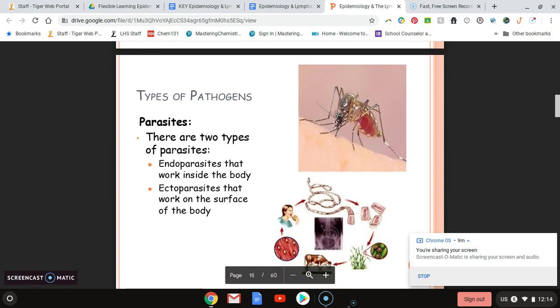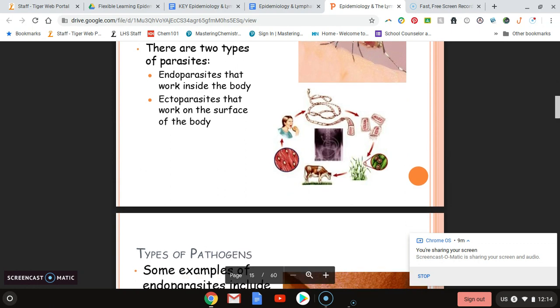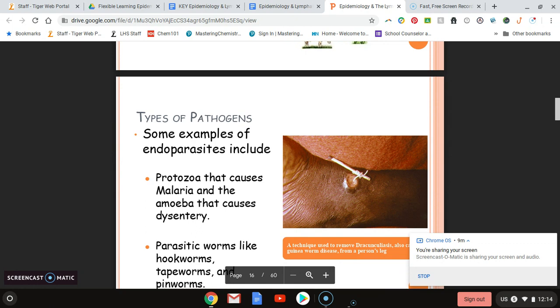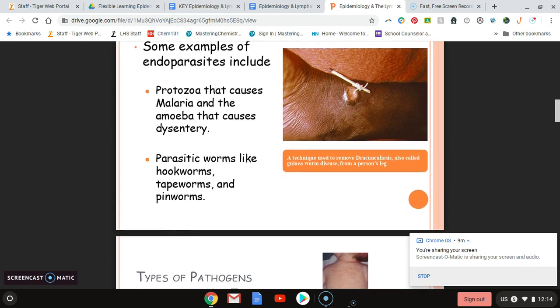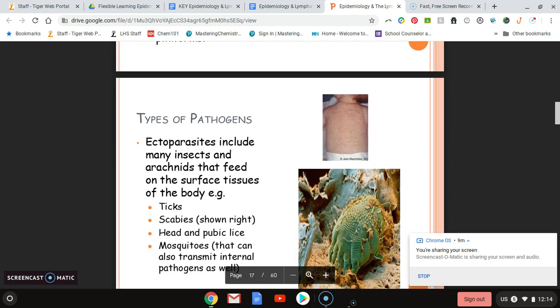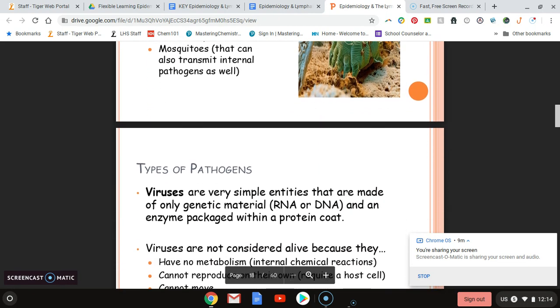Parasites, there's endoparasites and ectoparasites. You insert that on your worksheet. Endo are those that are inside the body. Ecto are those that are outside the body. Sorry about that. Malaria parasites, hookworms, pinworms, things like that are different types of parasites. As for ectoparasites, they feed on the surface. You see some ticks, mosquitoes.